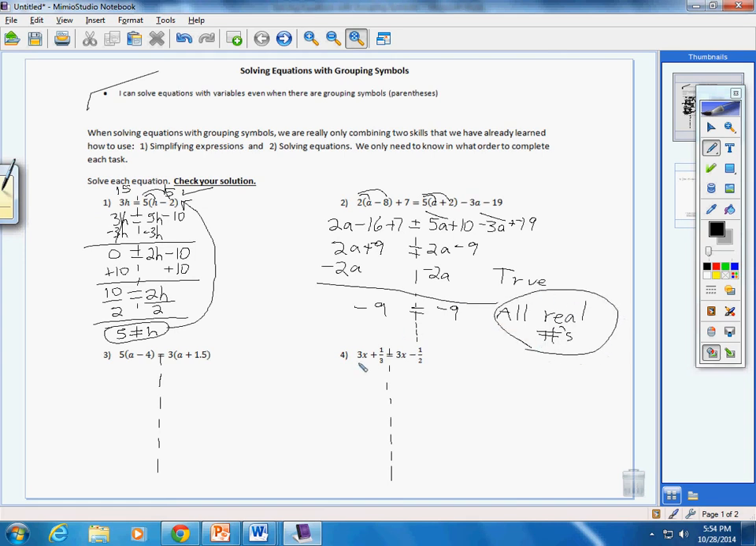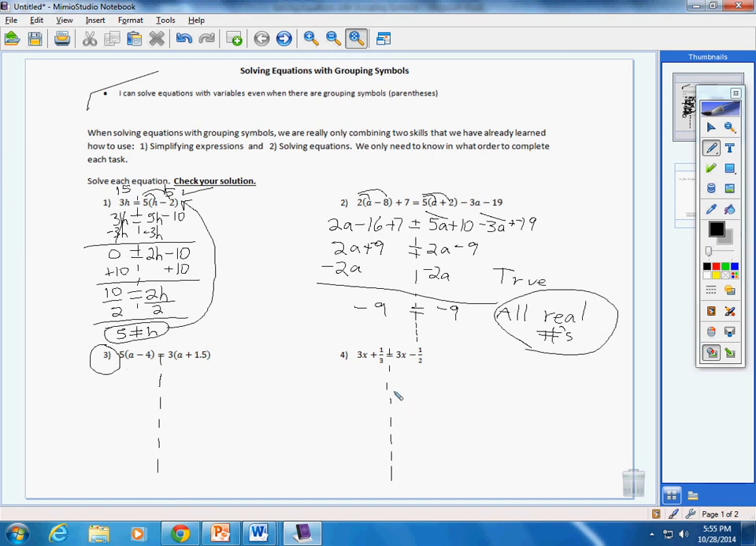All real numbers. Remember, if this statement right here is false once you get rid of all your variables, then that means there are no solutions. That means you can't find a single number to plug in for a that would make the left side equal to the right side. Alright, number 3 I'm going to ask that you do on your own. So please have that for me tomorrow.